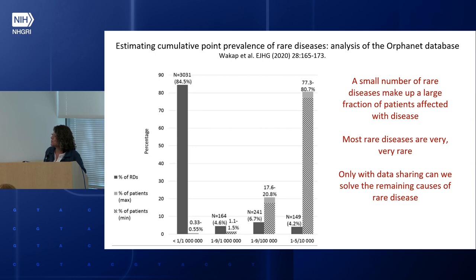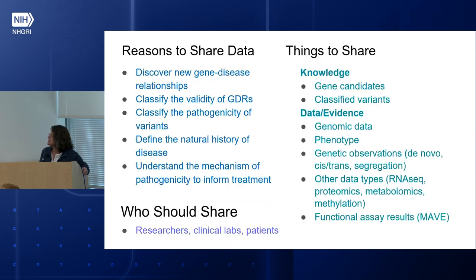And in fact, most of the stuff that we're all trying to solve is in this bar, the thousands of rare diseases that are present in fewer than 1 in a million. And that means that there's really no way to do the rest of this without sharing data, because the average researcher or clinician or clinical lab is only going to see one of these patients ever in their lifetime. So we have to absolutely share data if we're going to solve the rest of rare disease.